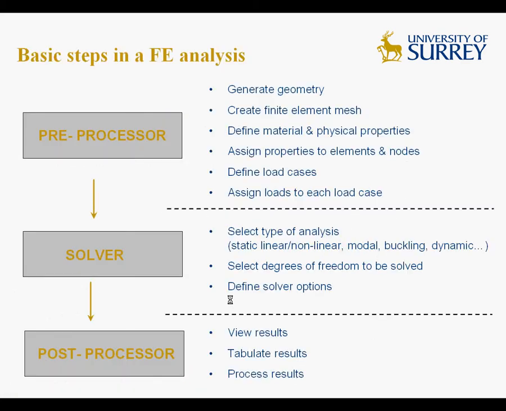Regardless of the software you use for finite element analysis, there are always three main steps in the analysis. The first step is the preprocessor. In this step, the first thing to do is to generate the geometry. You create a finite element mesh using different types of elements. For example, you can use truss elements or beam elements, or you can also use plate elements. Then you need to define the material and physical properties, and you assign these properties to the different elements and nodes in the mesh. Then you define the load cases and you assign each load to each load case.